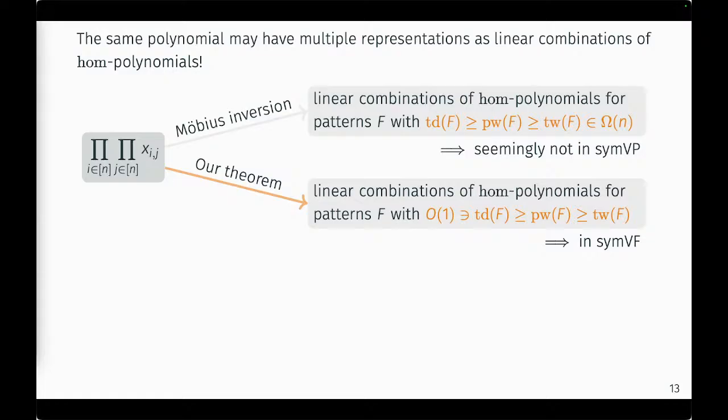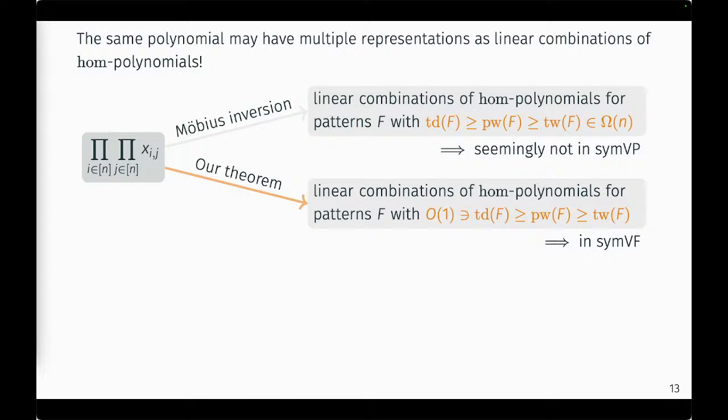Okay, so this tells us that this is sort of a difficult object, right? Linear combinations of homomorphism polynomials are difficult to deal with basically because there's no uniqueness. You give me a linear combination of homomorphism polynomials and you say, okay, there's a high tree width term, but actually maybe you have given me the wrong linear combination.